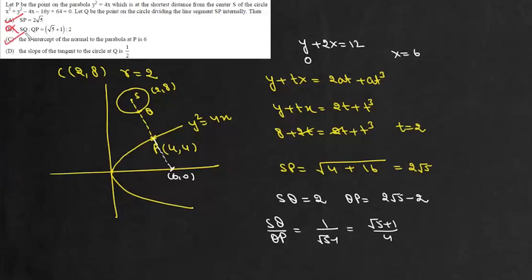And D says the slope of the tangent to the circle at Q is 1 by 2. Now basically, this PS is the normal. The slope of this line is minus 2, then the slope of the tangent will be 1 by 2. That means this option D is also correct. So the correct options are A, C and D.